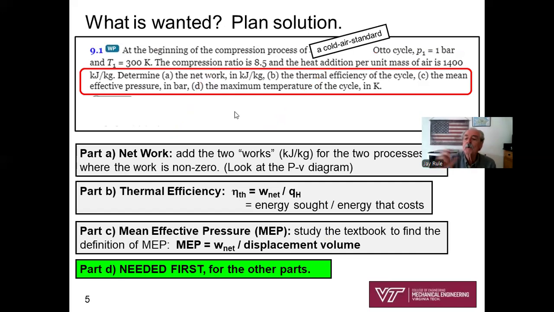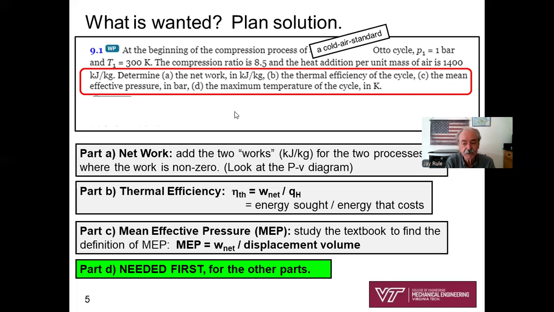what's the next one? What do we want to find? We want to find the net work. You've got a visualization of that on the PV diagram. The thermal efficiency, that's the energy sought over the energy that costs. The mean effective pressure. Now, the mean effective pressure is not something I had off the top of my head, even coming in from Common Sense 101.